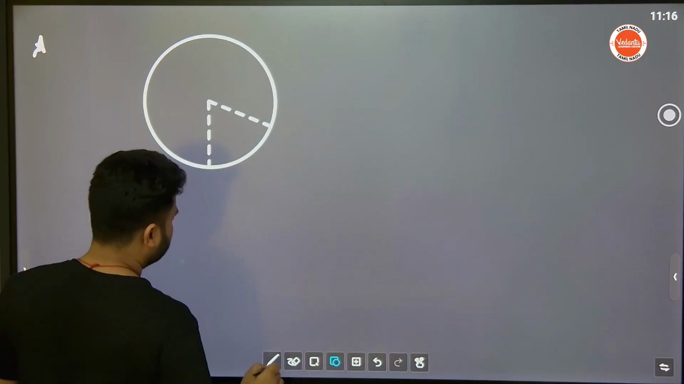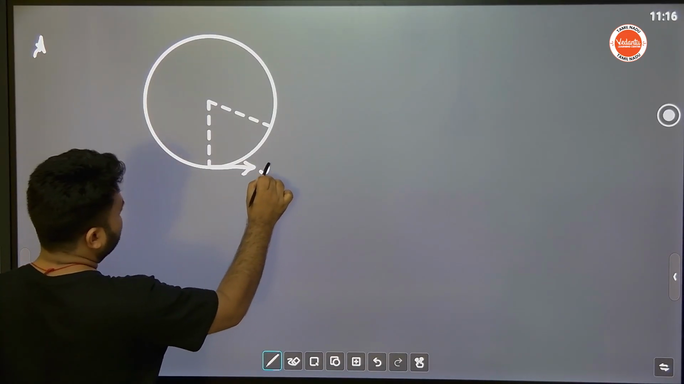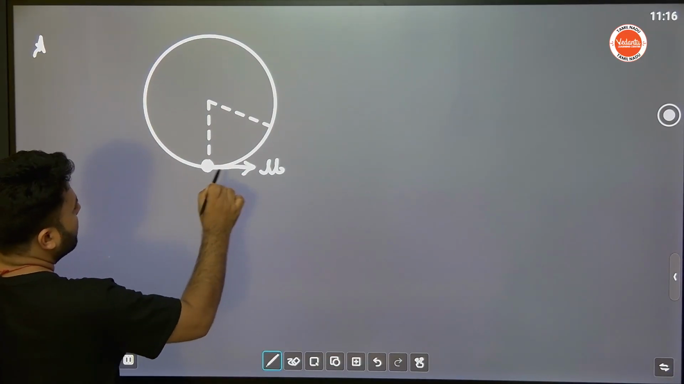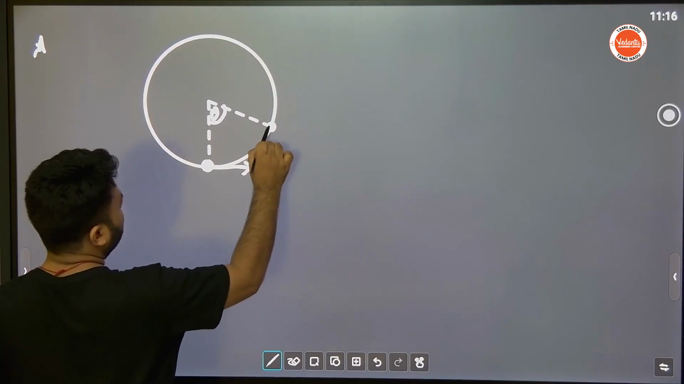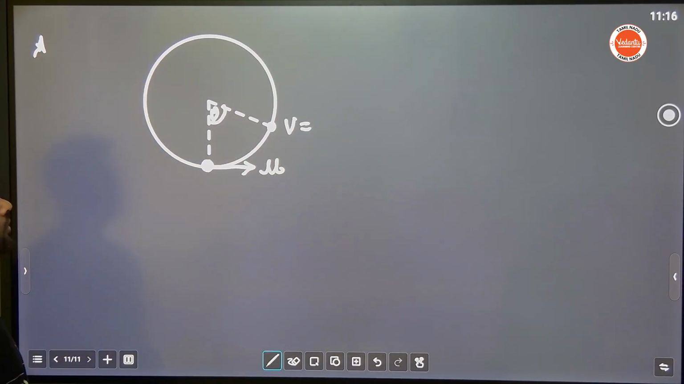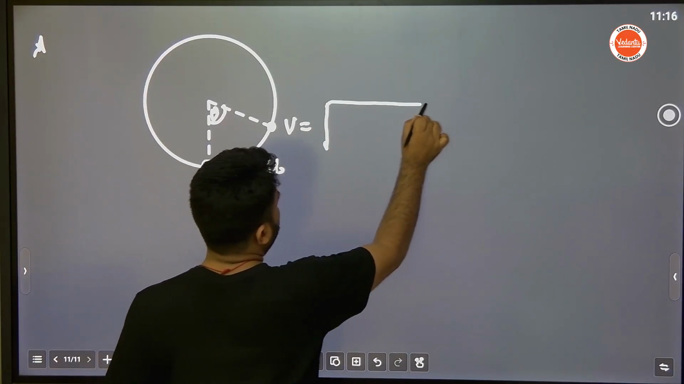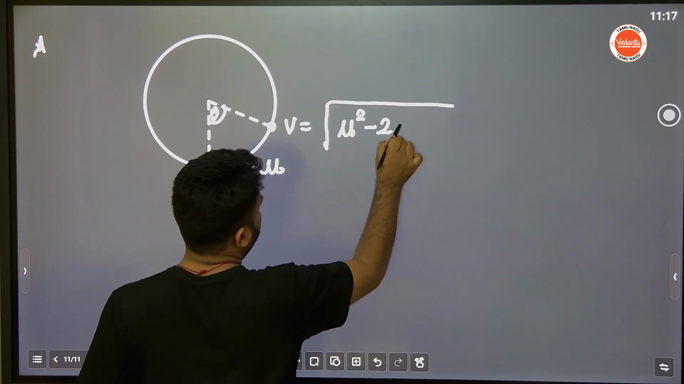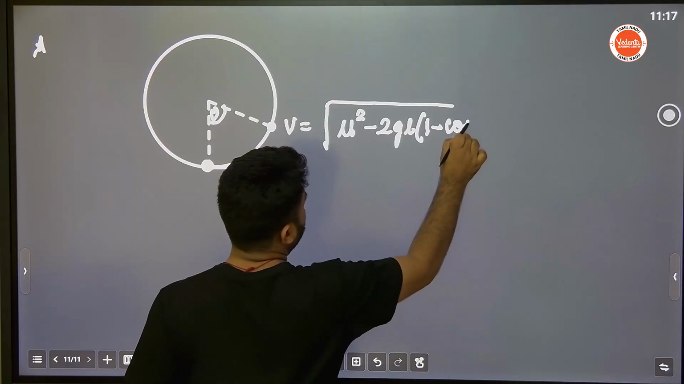Theta, like see, speed at the bottom is u, suppose this is the ball. When the ball reaches any angle theta, what will be its speed here? So the formula is under root u square minus 2gl (1 minus cos theta).